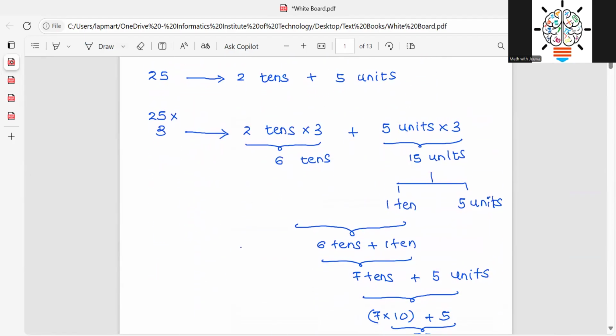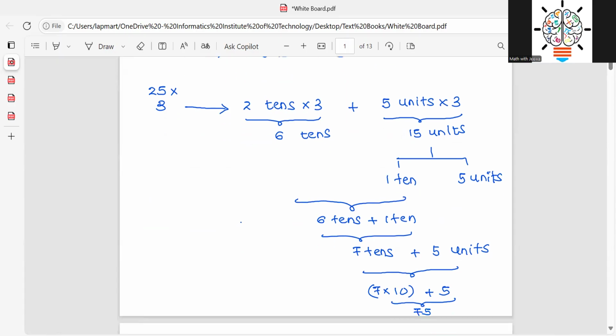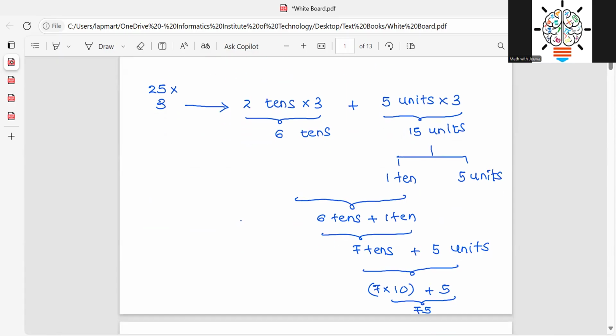25, I can write as 2 tens and 5 units. If I want to multiply 25 by 3, I multiply the two portions by 3. 2 tens multiplied by 3 gives me 6 tens. 5 units multiplied by 3 gives me 15 units. But these 15 units I segregate again: in the 15 units I have 1 ten and 5 units. That 1 ten and 6 tens added together give me 7 tens. 7 tens means 70, and 5, the answer is 75, right? So here you get the answer 75. So then we will discuss another one.